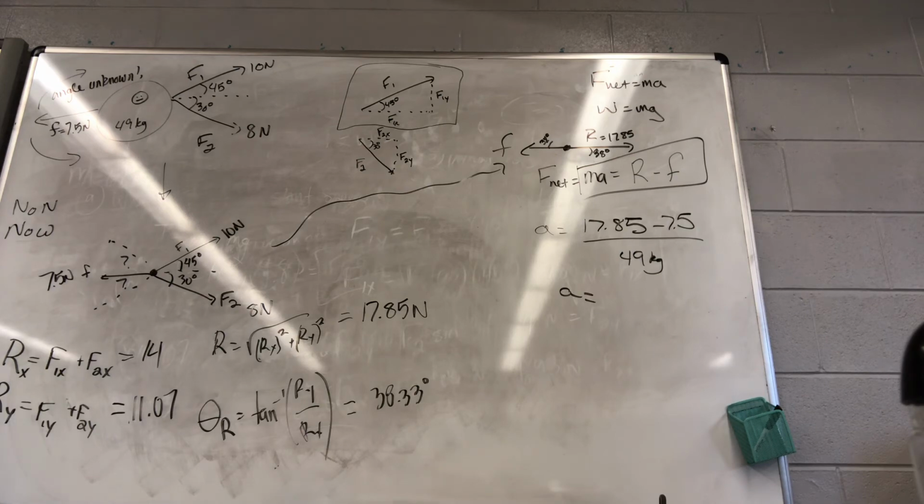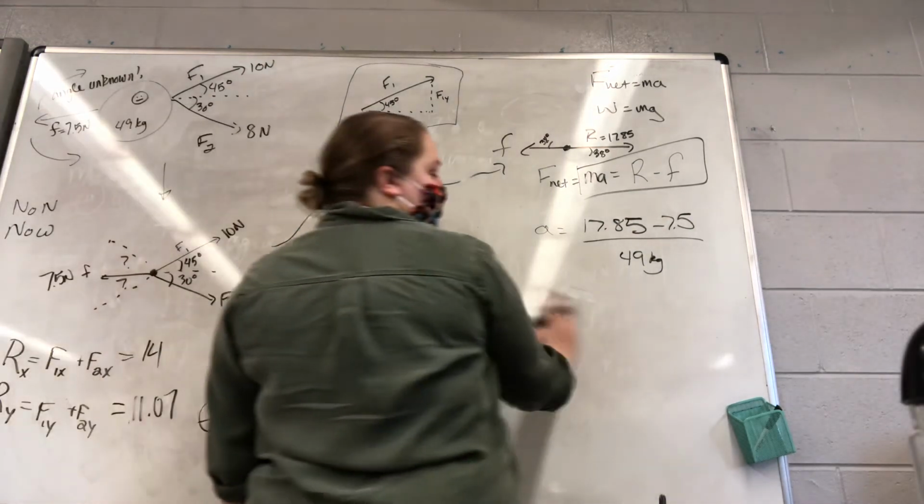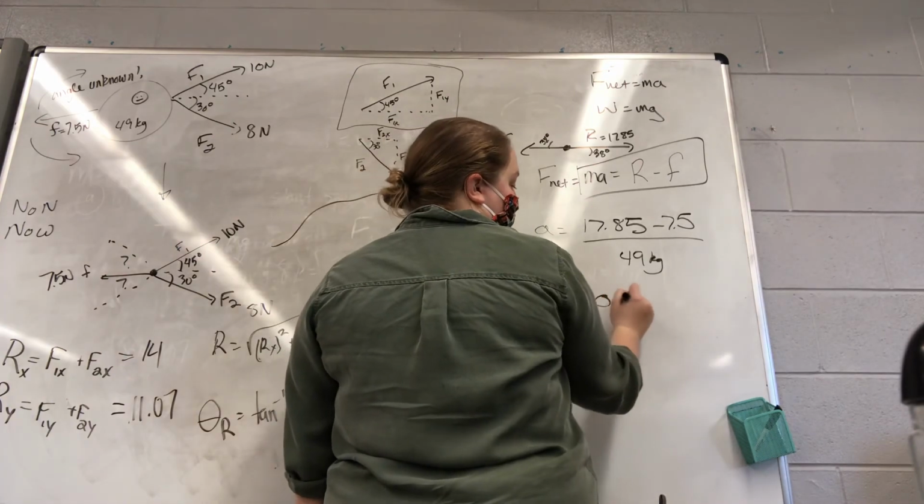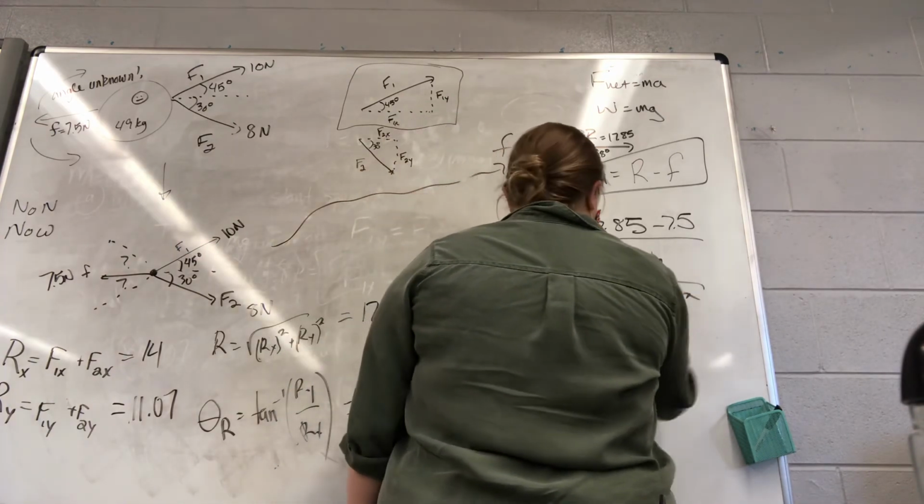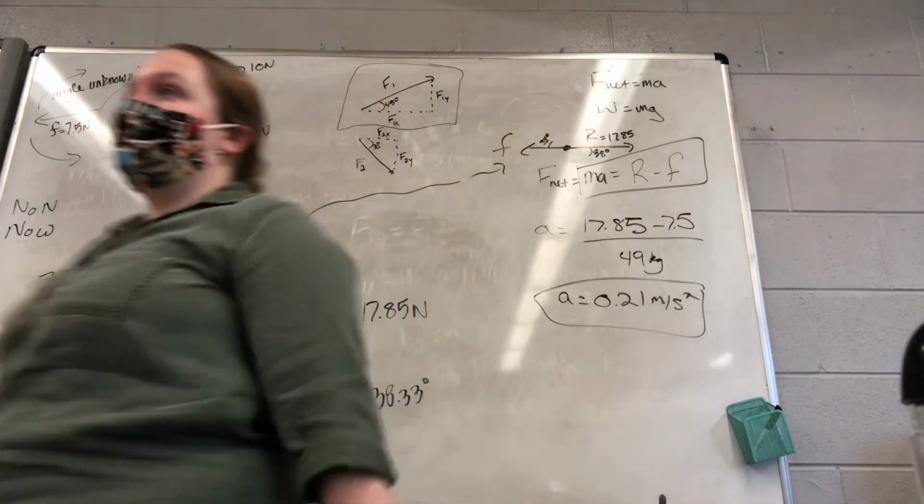I got 0.21. You got 0.2? Okay, that sounds about right. Should a child be moving any faster than that on a sled? Probably not. 0.2 what? Okay.